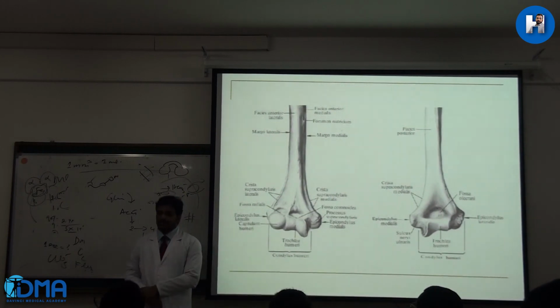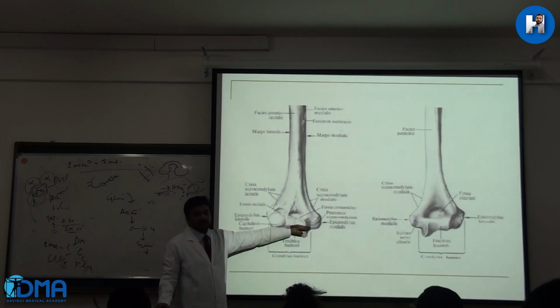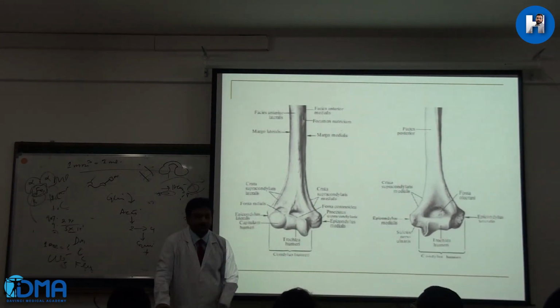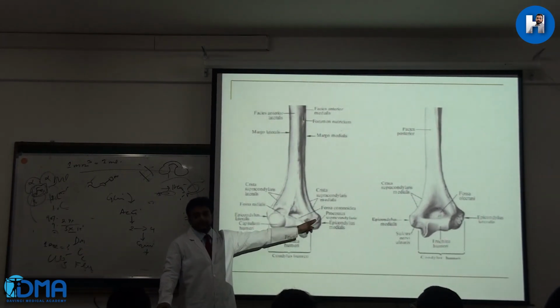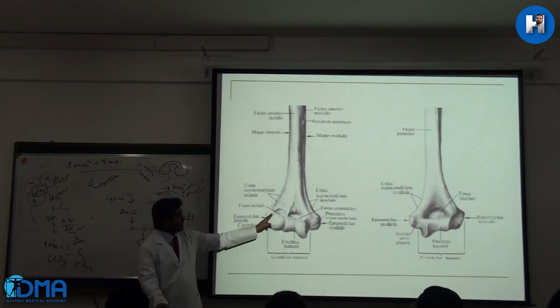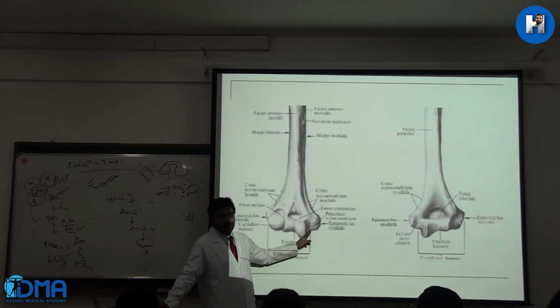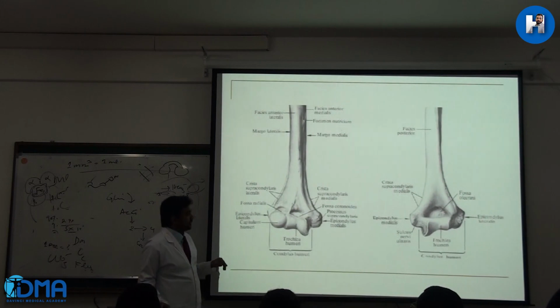Where is the fossa radialis? Clear? Yes? Above this, these are considered to be like the condyles in our femur. Lateral to this you will be finding what? Lateral epicondyle, and this is called what? Medial epicondyle. Understood? Lateral epicondyle and medial epicondyle.